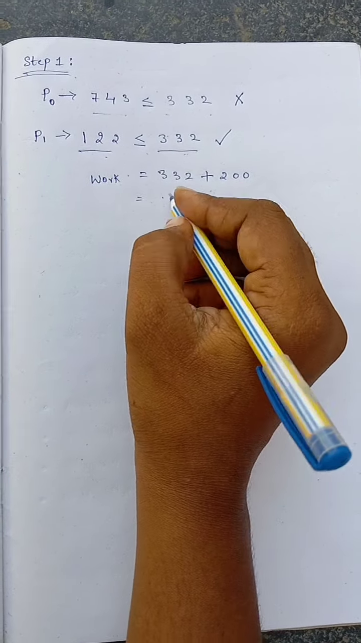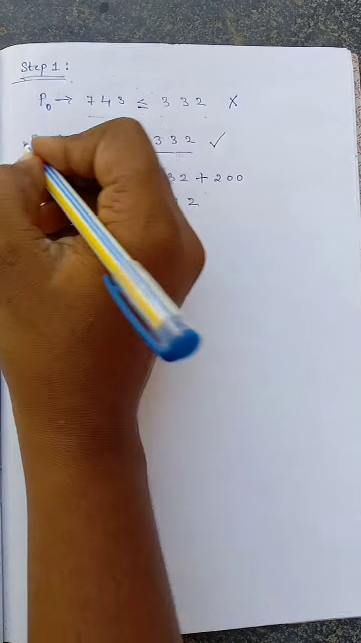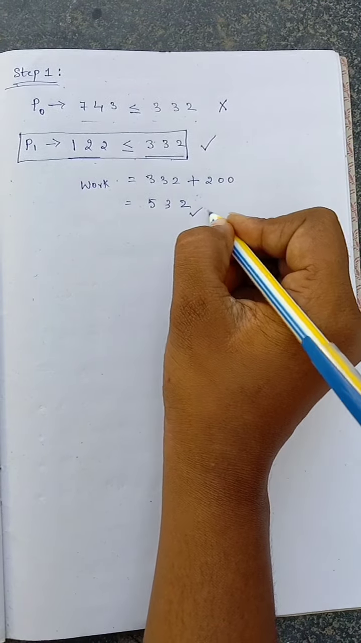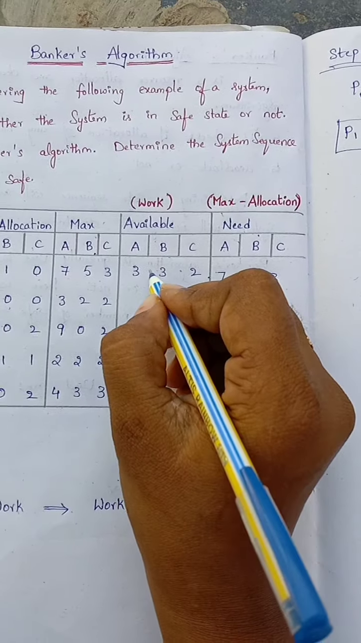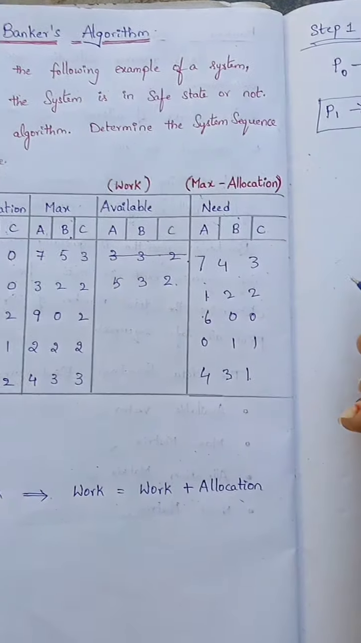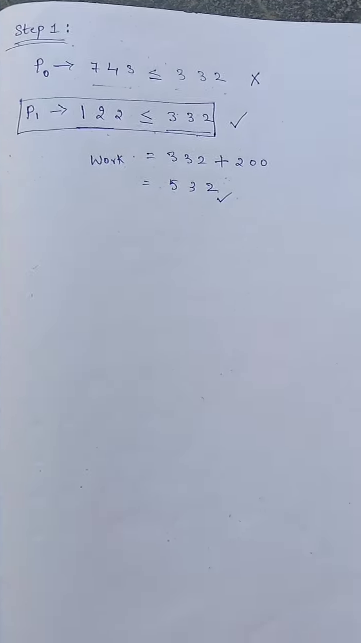So calculate work: 5, 3, 2. The new work for the process P1 is 5, 3, 2. So update in the work table, that is 5, 3, 2. Now next move to the next process, P2.